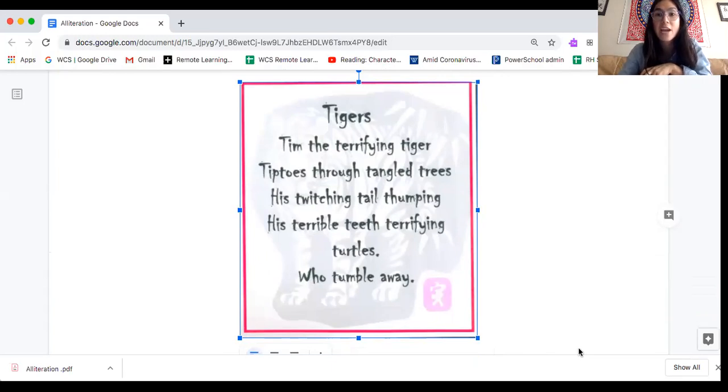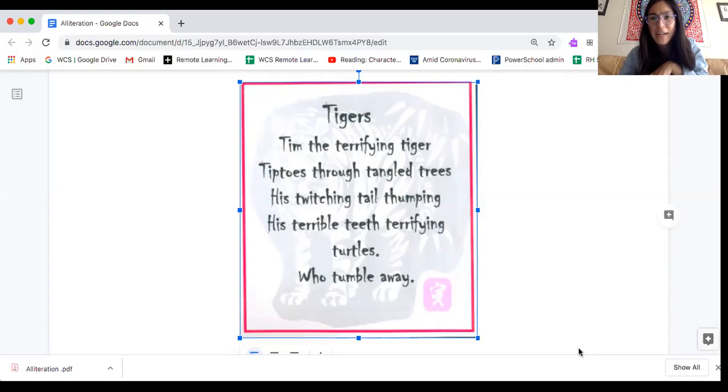Tim the terrifying tiger tiptoes through tangled trees, his twitching tail thumping his terrible teeth, terrifying turtles who tumble away.